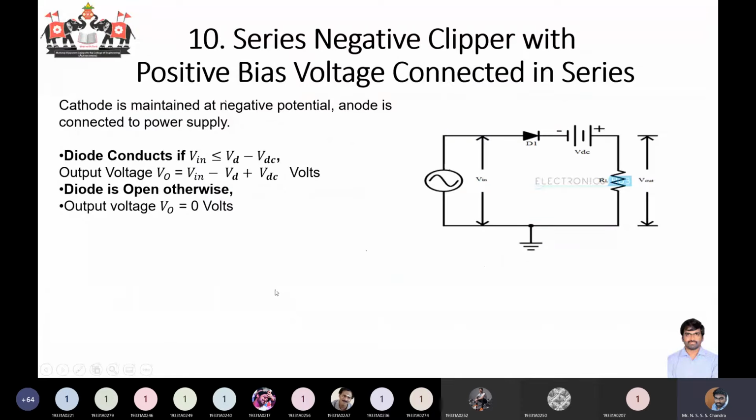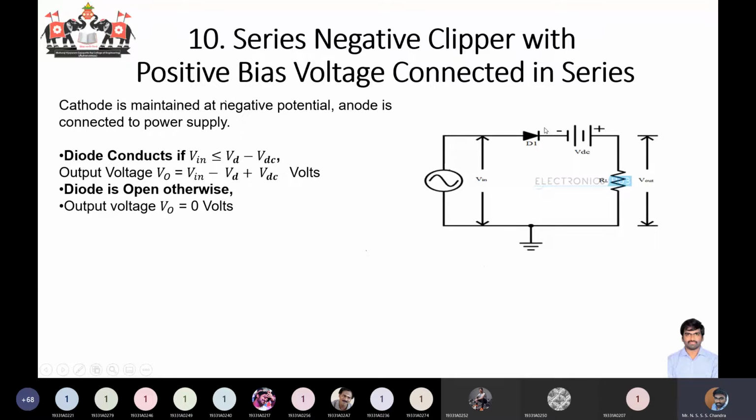So in this circuit, the series negative clipper with positive bias voltage connected in series, we are connecting the diode between this bias voltage VDC and the supply voltage Vin. So the cathode is connected to the negative potential. So cathode is maintained at the negative potential and the anode is connected to the power supply. Now here the diode will conduct when this condition is satisfied, when V input is less than VD minus DC voltage. For the diode to conduct, always anode should be higher than cathode voltage, right?